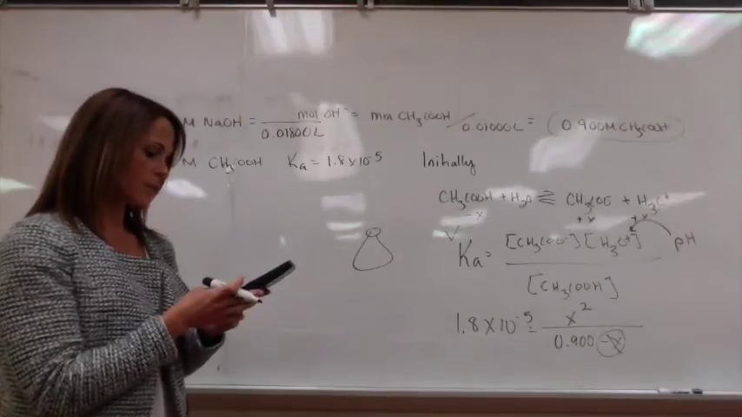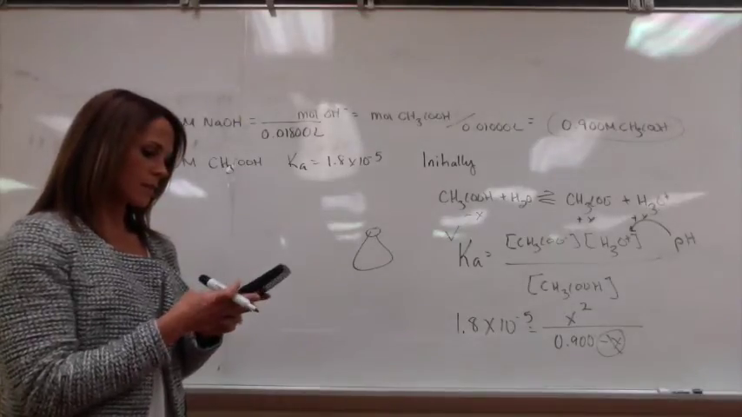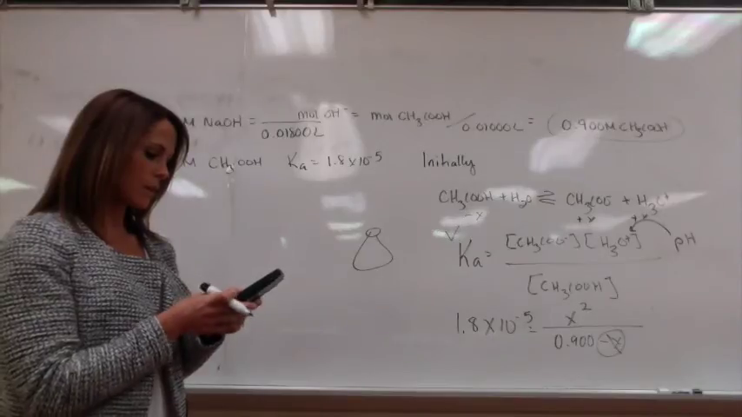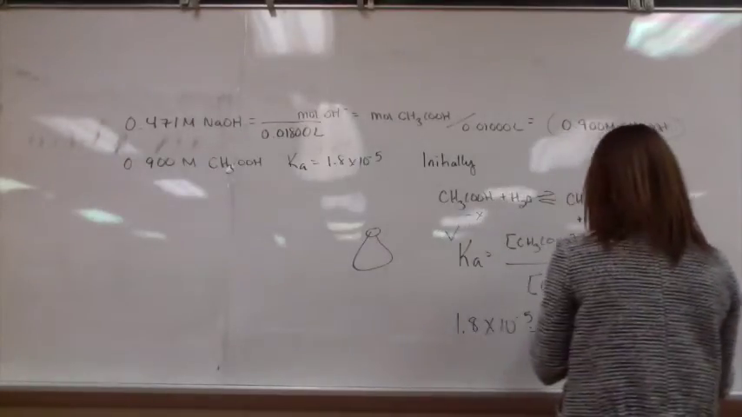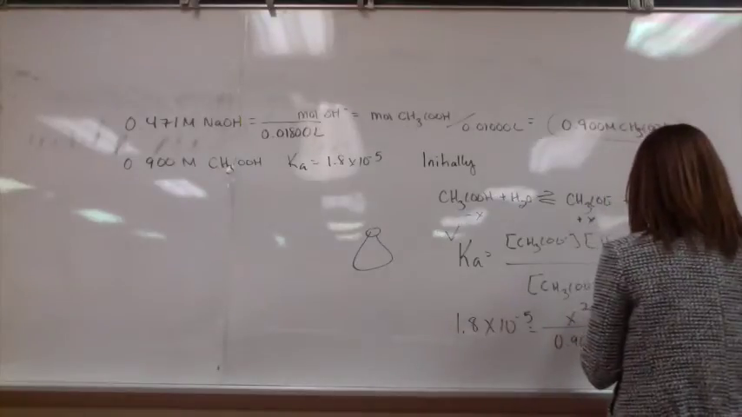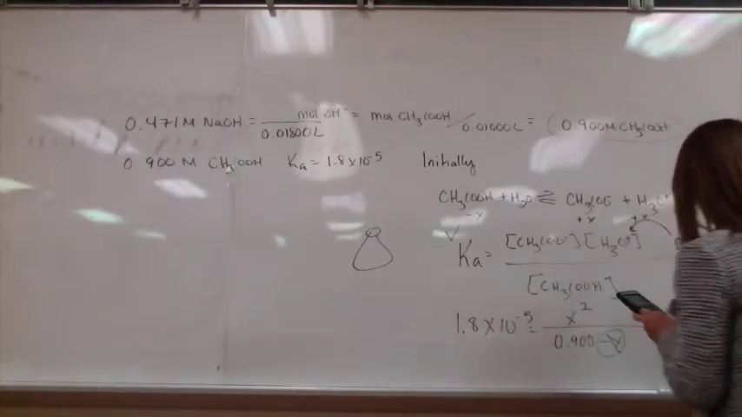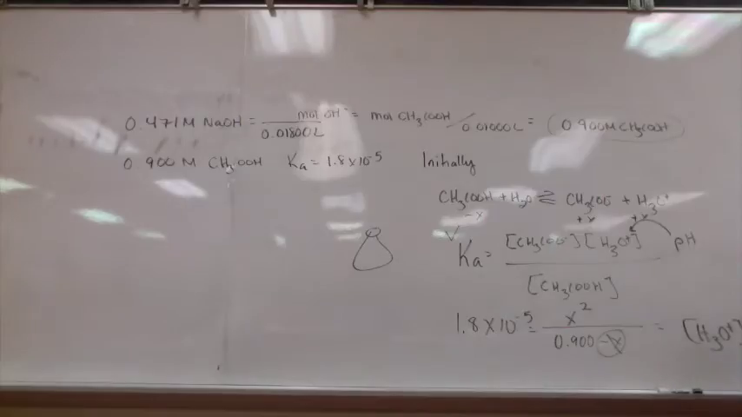So let's calculate this. 1.8 times 10 to the negative 5th times 0.9, square root that, and we get an H+ concentration, which is our x value, of 0.0040 molar. So I take the negative log of that, and my pH is 2.340.